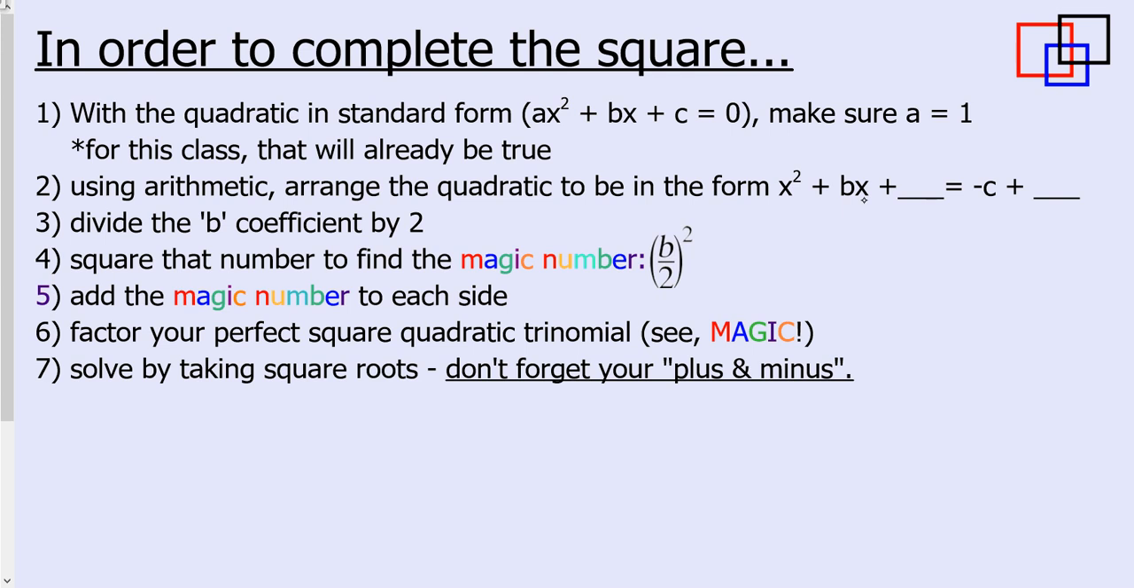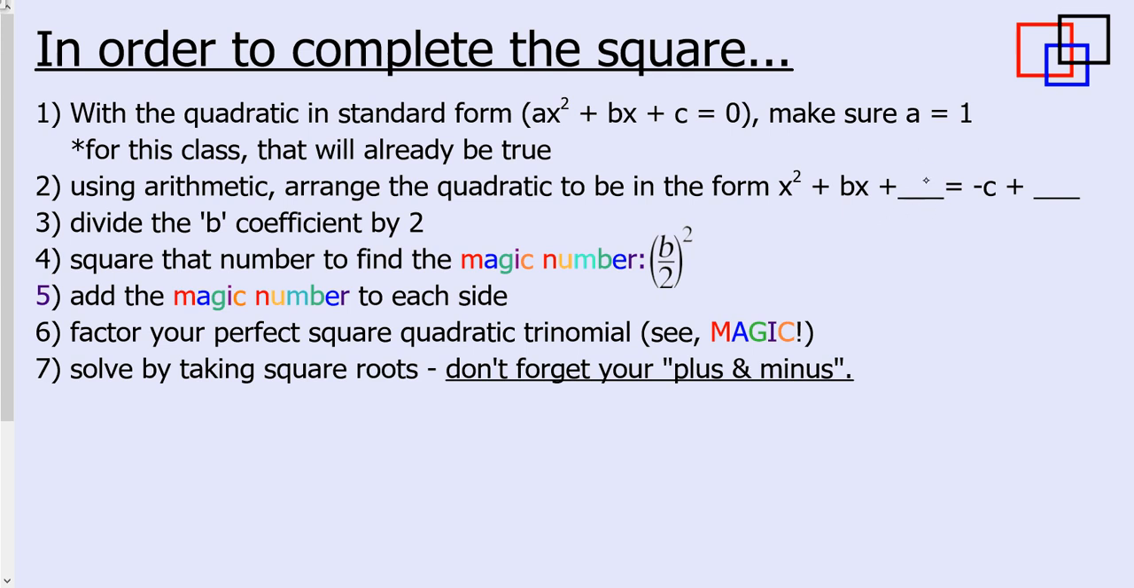Okay. How do we find the magic number? We take whatever the coefficient b is and we divide it by 2. Okay. Then we take that quotient, b divided by 2, and we square that. That, ladies and gentlemen, is your magic number. And why do I call it the magic number? Because it is the number that allows you to factor your quadratic into a perfect square factorization. Okay? You'll see what I mean when we start taking a look at examples of that. Okay? So we take this value b divided by 2 and then square it, and that's our magic number.